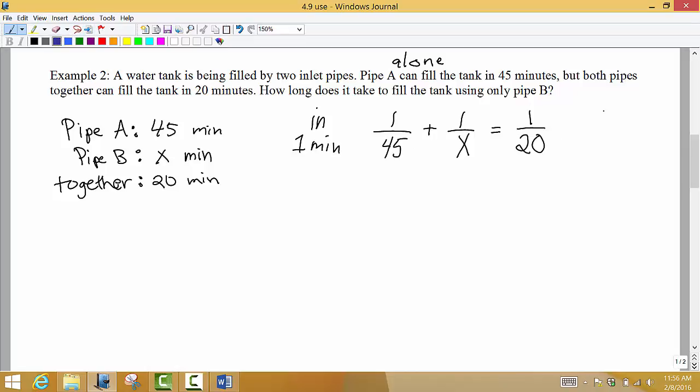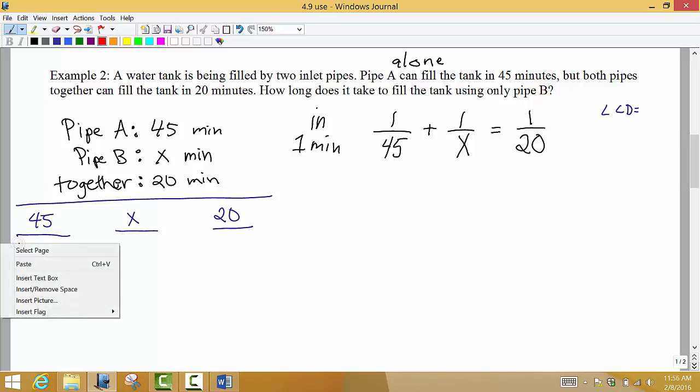All right, once we have our equation, we are going to use the techniques we learned about in section 4.8. We're going to find the LCD, and we're going to multiply every term on both sides by the LCD. Now, if you don't know what the LCD is just by looking, you can always come to the side and use the techniques that we talked about with finding LCDs. Okay, we're going to factor into primes. So in this case, if I factor 45 into primes, I get 9 and 5, which is 3 times 3 times 5. X is already factored into primes, so we'll just write X. And then 20 would be 4 times 5, which is 2 times 2 times 5. So these are all my prime factors.